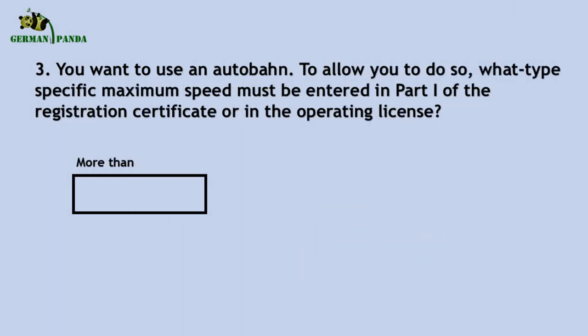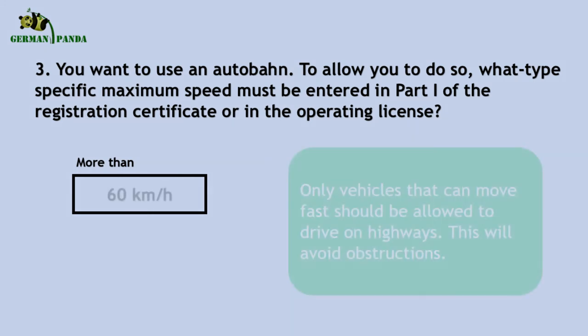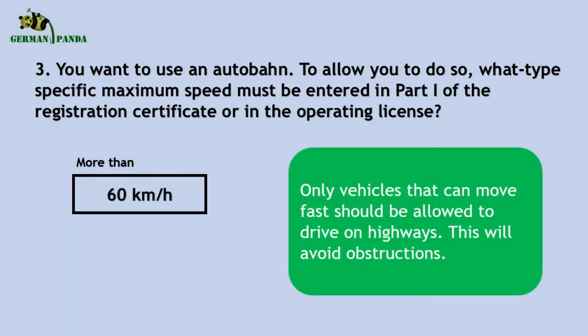You want to use an autobahn. To allow you to do so, what type of specific maximum speed must be entered in part 1 of the registration certificate or in the operating license? More than 60 km/h. Only vehicles that can move fast should be allowed to drive on highways. This will avoid obstructions.